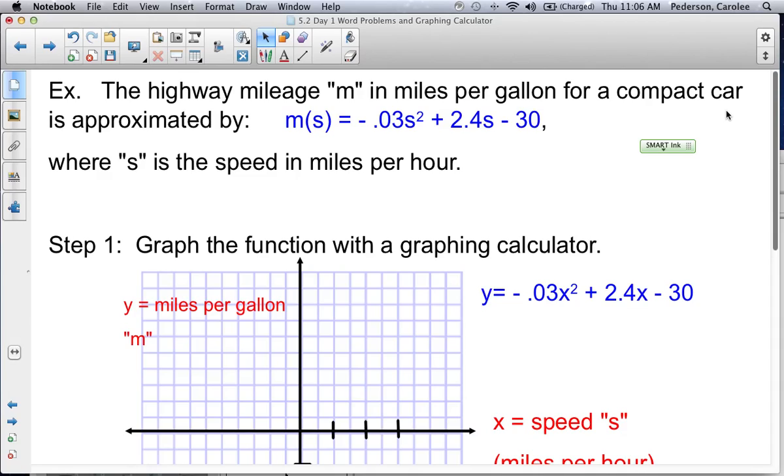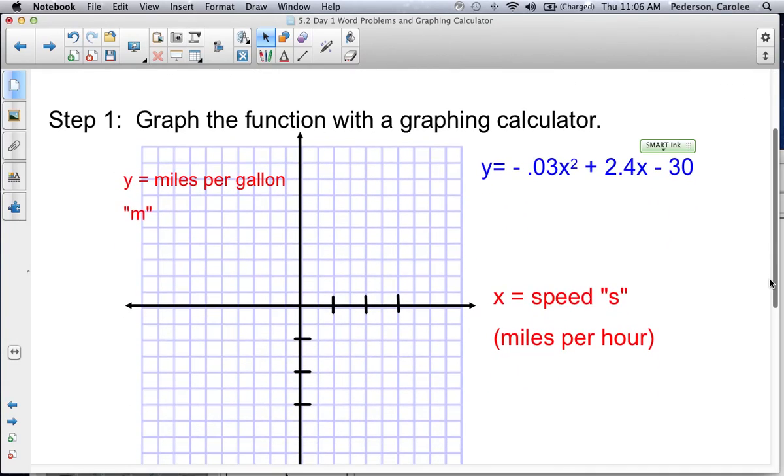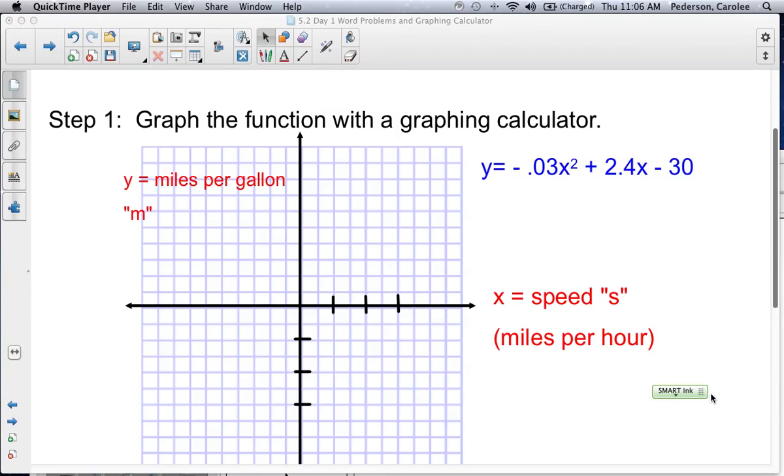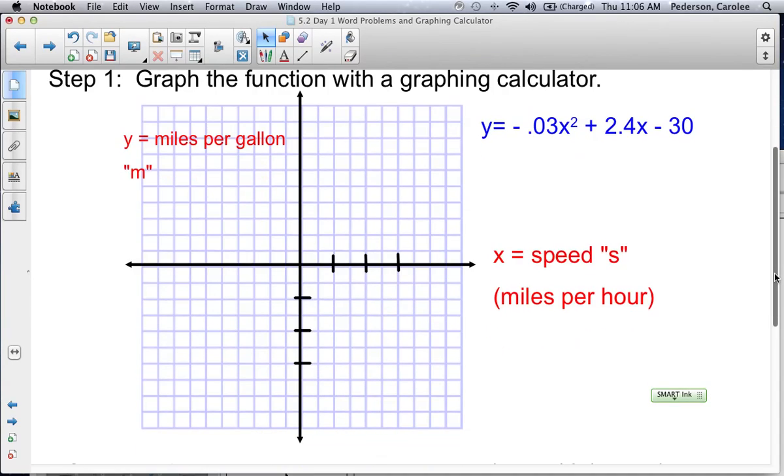Now go ahead and set up a graph. We want the x-axis to represent the speed, which is the miles per hour, and we want the y value to represent the miles per gallon, and that's the M.